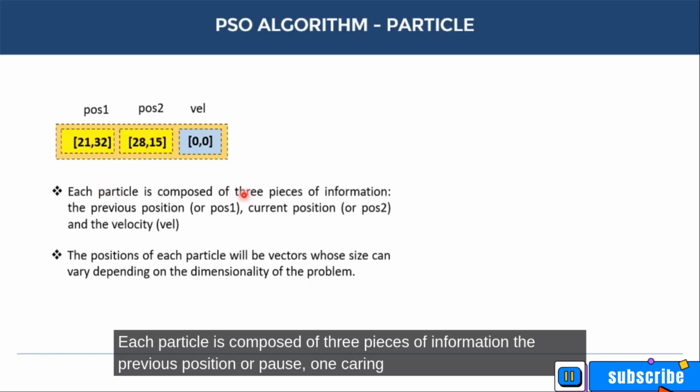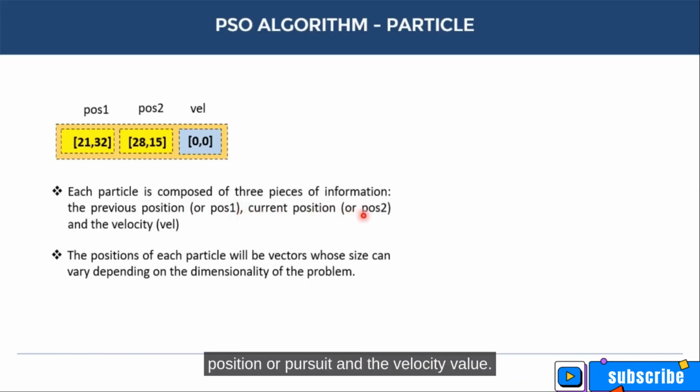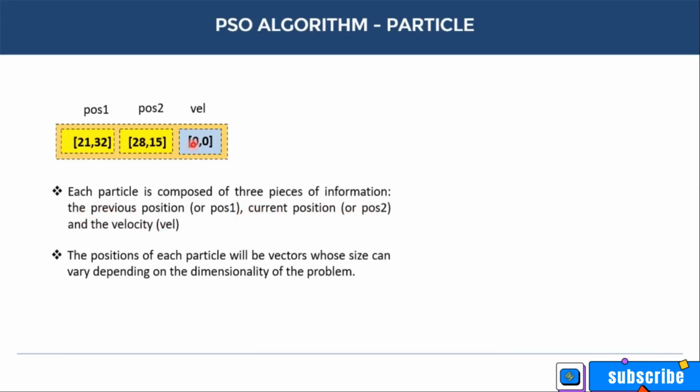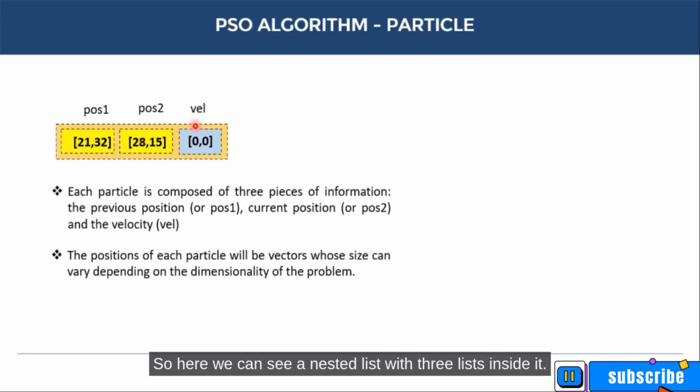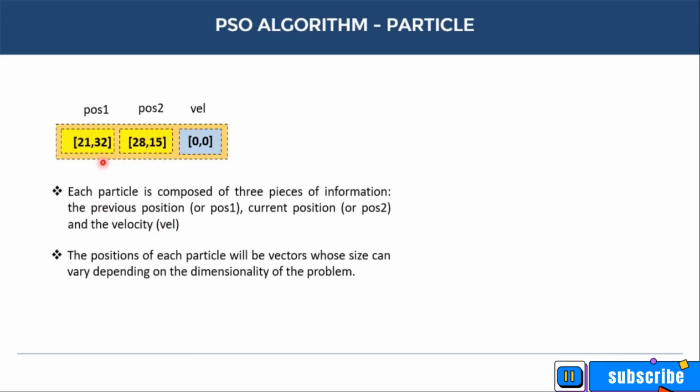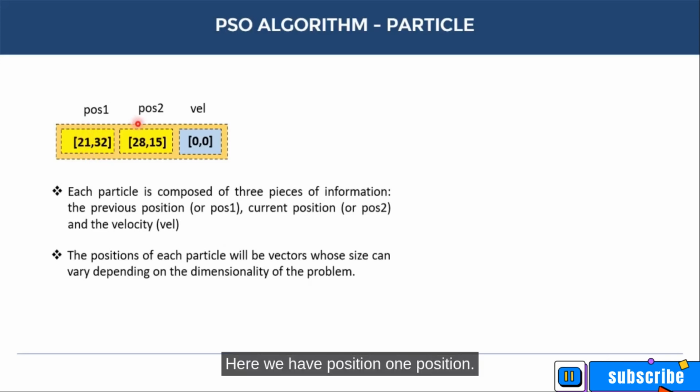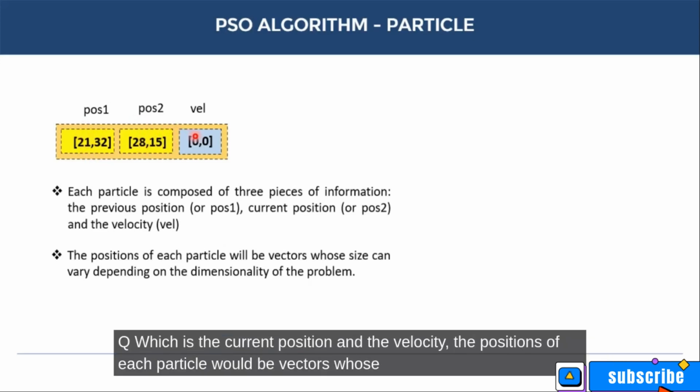Each particle is composed of three pieces of information: the previous position, or pos 1, the current position, or pos 2, and the velocity, val. So here we can see a nested list with three lists inside it. Here we have position 1, position 2, which is the current position, and the velocity.